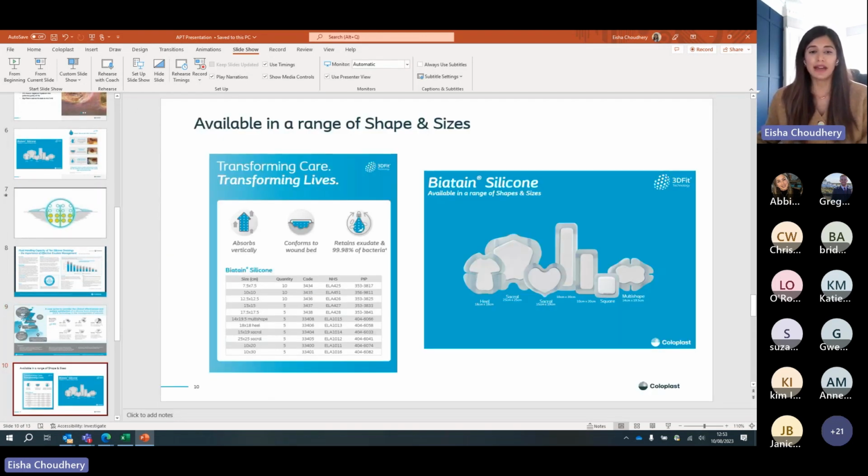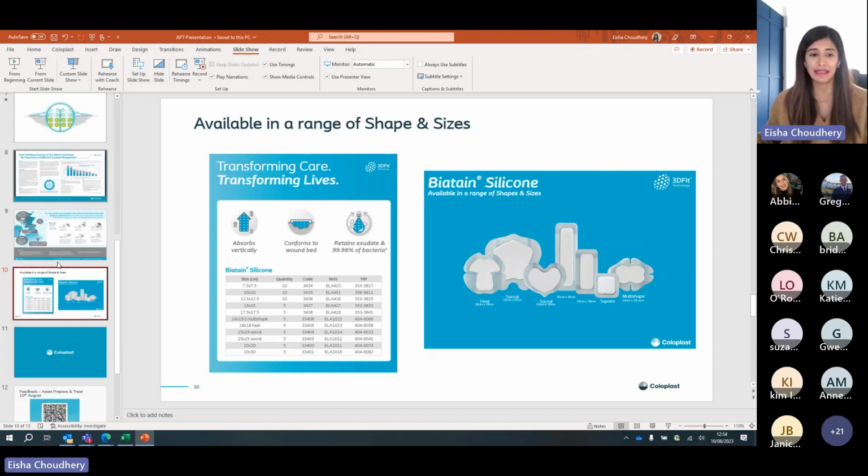In terms of the shapes and sizes available within the biotin silicone range, you've got a good variation. The top 5 sizes, 7.5 by 7.5 to 17.5 by 17.5, are your square dressings. Then you've got a few more shapes available: a multi-shape, the heel, and 2 sacral sizes. And lastly, you've got 2 surgical size dressings, which are your 10 by 20 and 10 by 30. So that's the full range of biotin silicone.